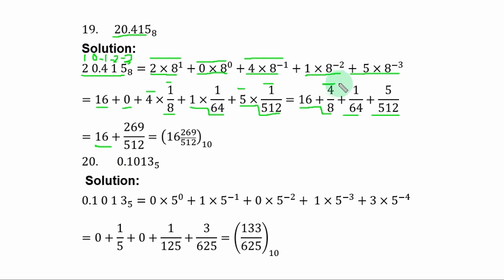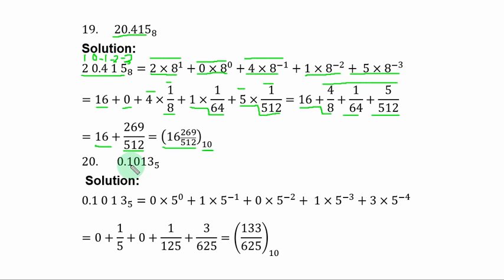When you add all the fractions together, as I explained in the last example, you have 269 over 512. When you add the whole number to the fractional part, you have a mixed fraction, that is 16 whole number 269 over 512 in base 10.